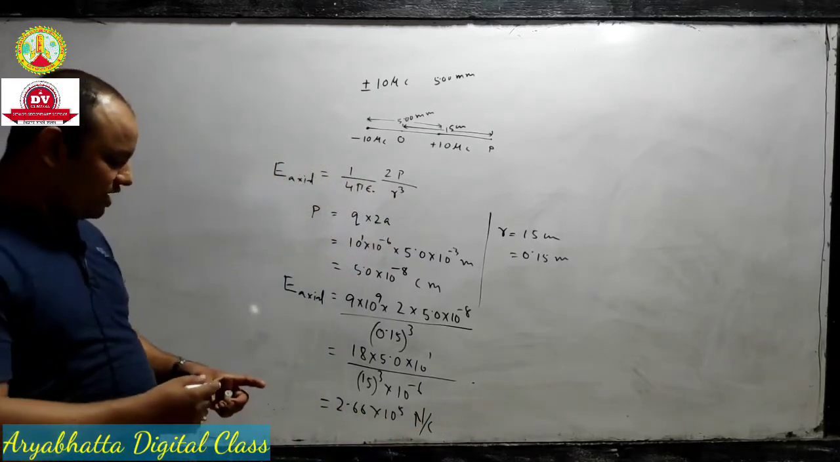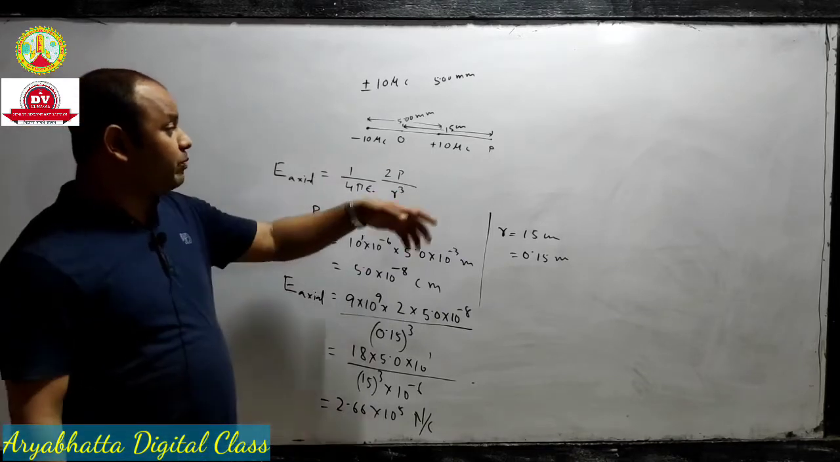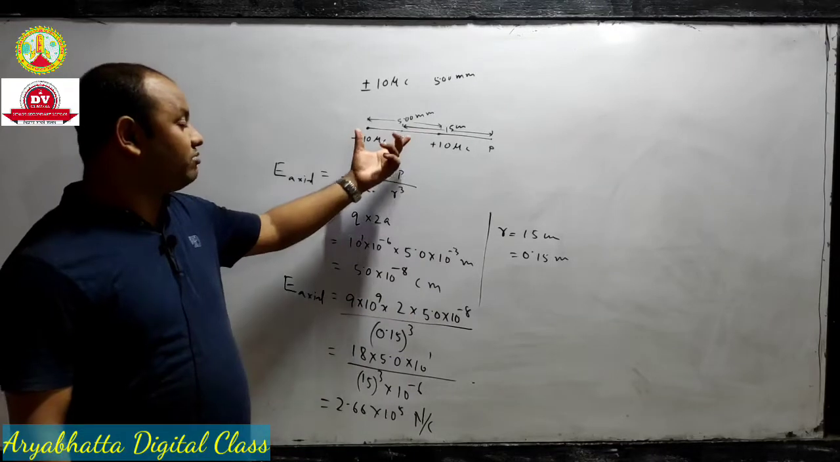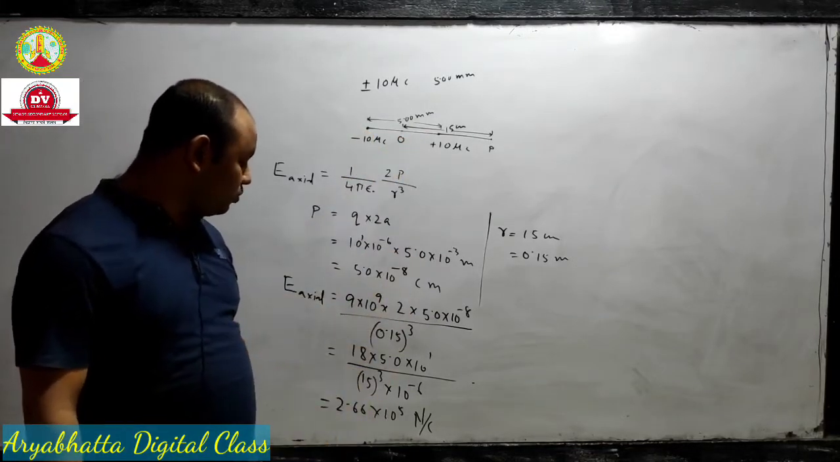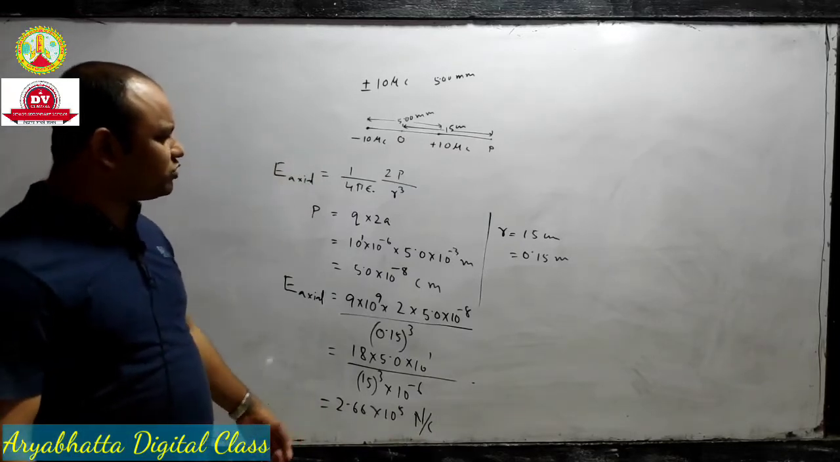Okay, the value of electric field at point P on the axis of the dipole, which is at a distance of 15 centimeter from the center of the electric dipole, is how much? 2.66 into 10 to the power 5 Newton per Coulomb. So it is very simple.